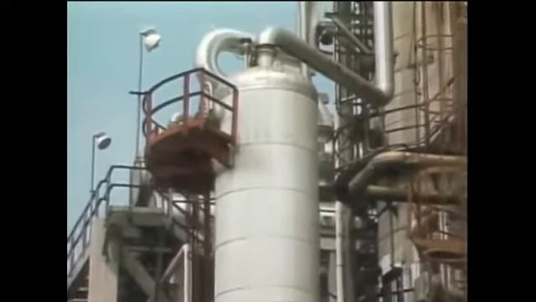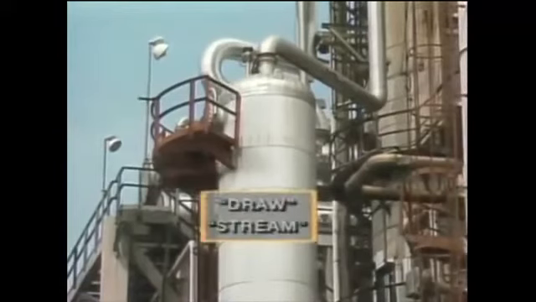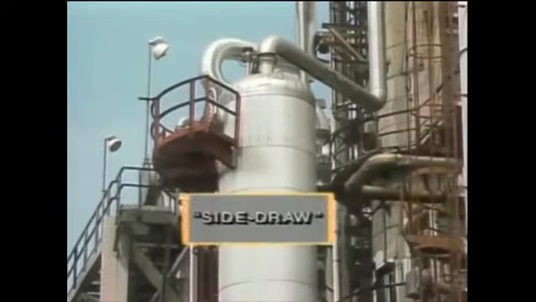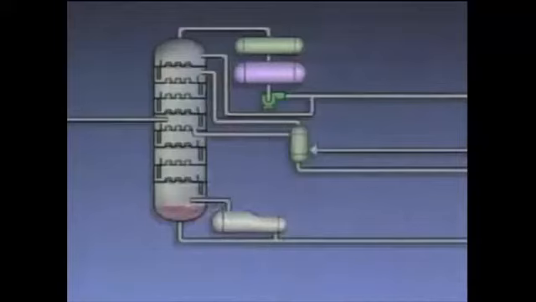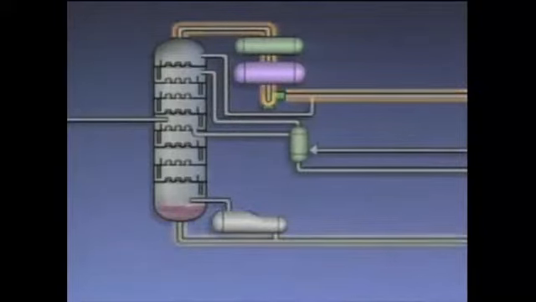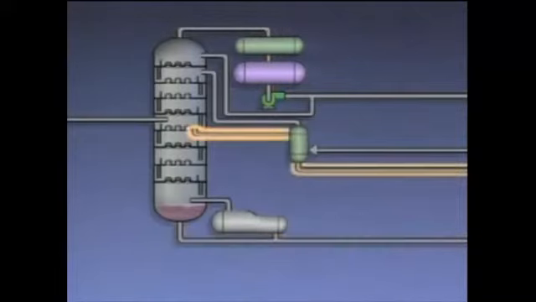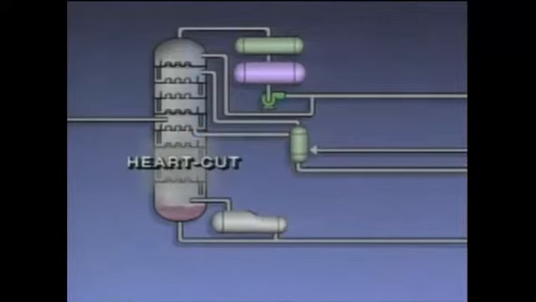A product that leaves a multi-draw tower is referred to as a draw or a stream. Multi-draw towers are also referred to as side-draw towers because some of the products or draws are taken from the side of the tower. For example, one type of multi-draw tower has three draws, one at the top, one at the bottom, and one near the middle. Because a draw or cut is taken out of the middle of this tower, this type of tower is sometimes referred to as a heart-cut tower.